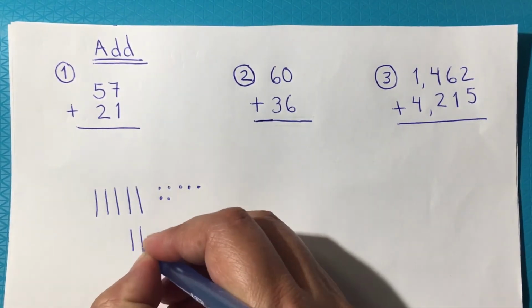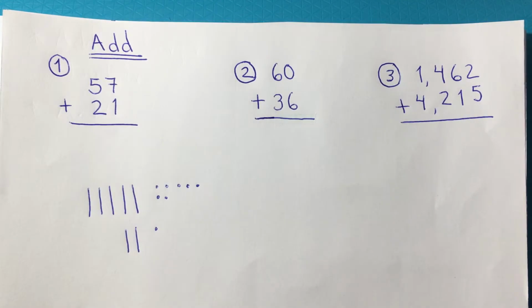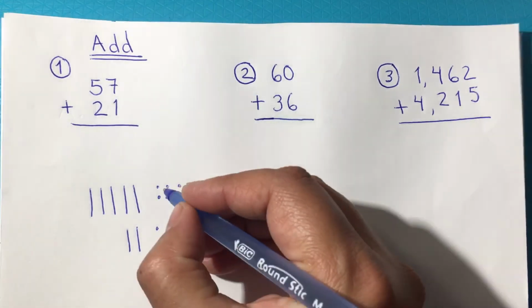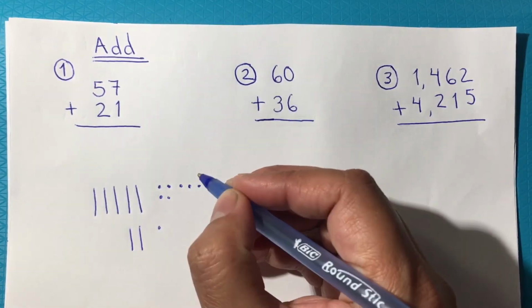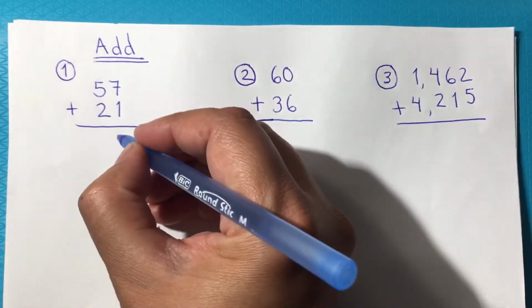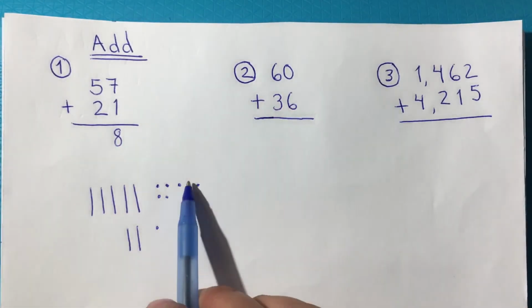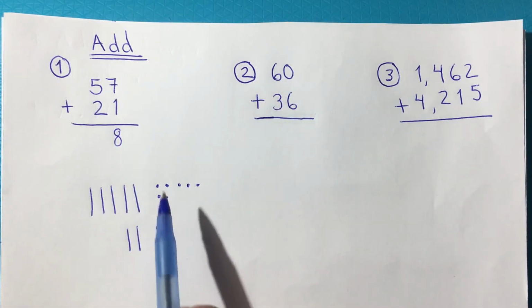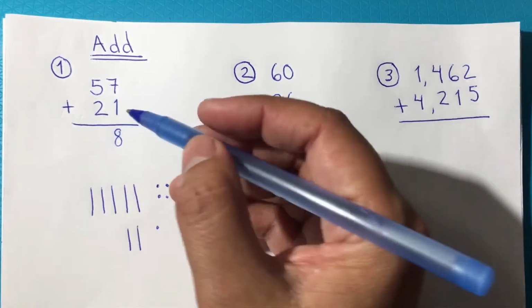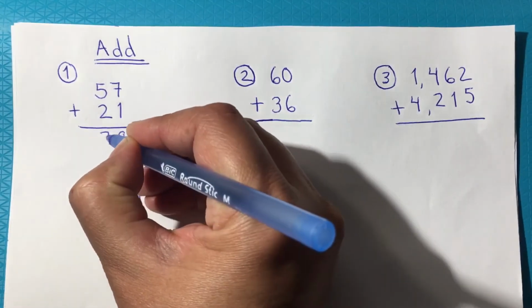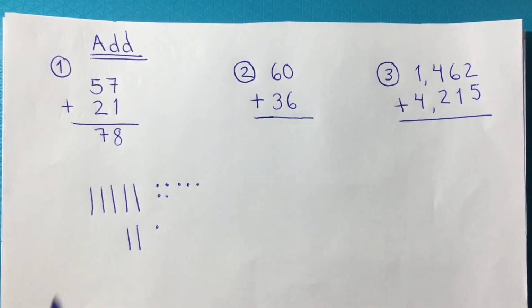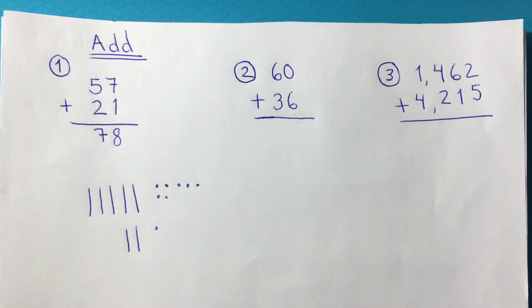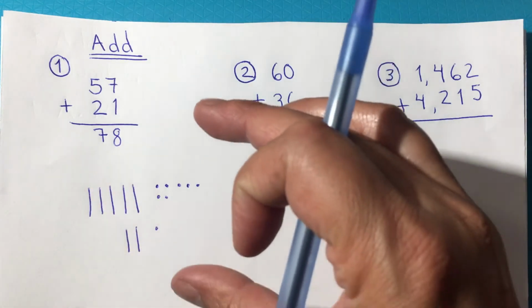So 21. Now, you might not need this modeling, right? You don't need the little dots and the sticks. But you can just add 7 plus 1, 8. And you can see here, 7 and 1 more is 8. 5 plus 2, 7. 1, 2, 3, 4, 5, 6, 7. That's where that comes from. In this lesson, we will not be regrouping. It's just putting together the tens, putting together the ones.